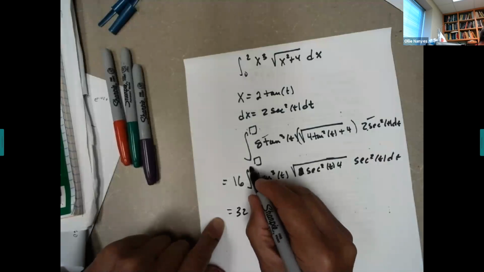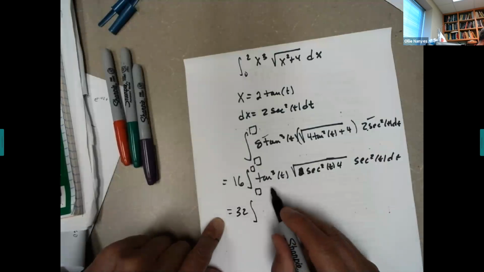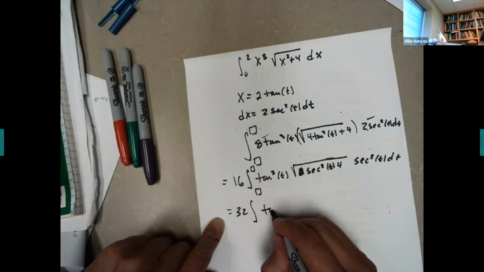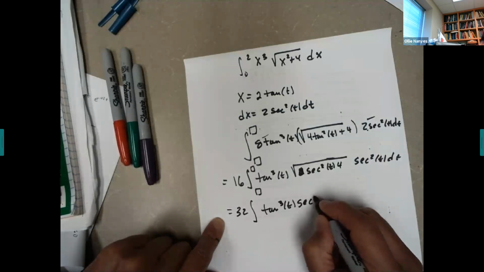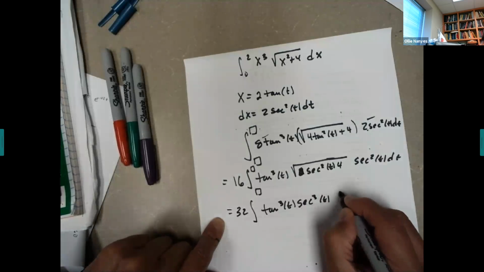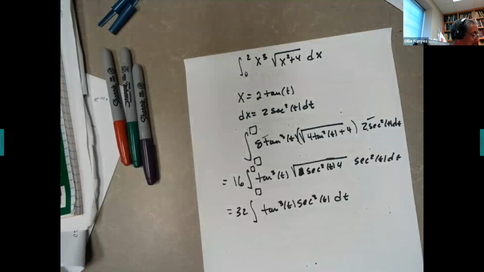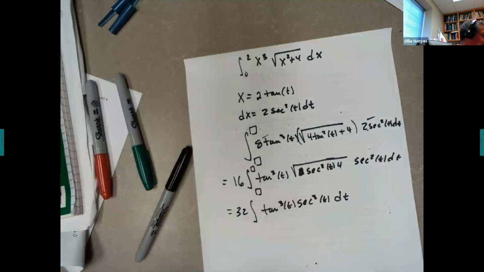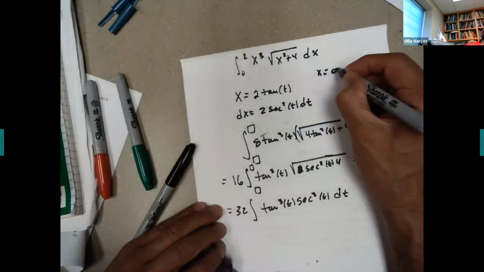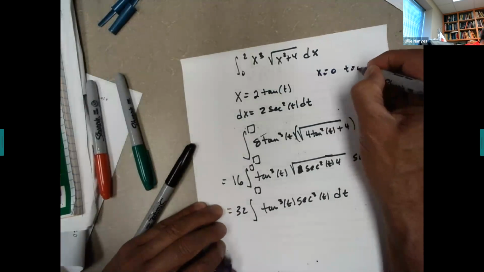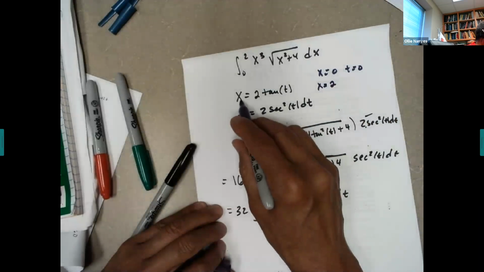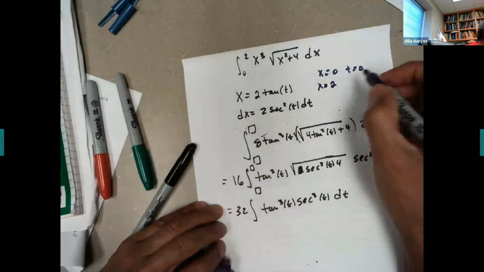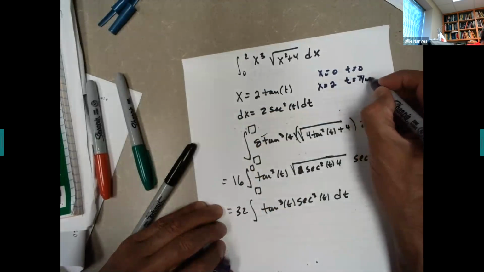I still haven't done my limits yet. So I have a tangent cubed t secant cubed t dt. Now let's do the limits here. If x is 0, t is 0, because tangent of 0 is 0. If x is 2, then tangent of t is 1, so we're going to have t equal pi over 4.